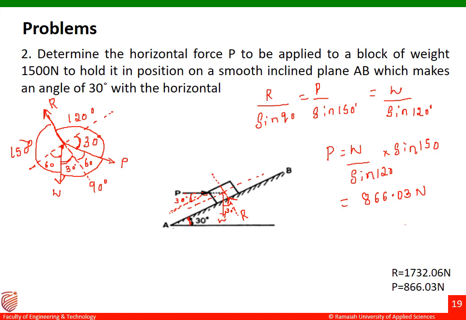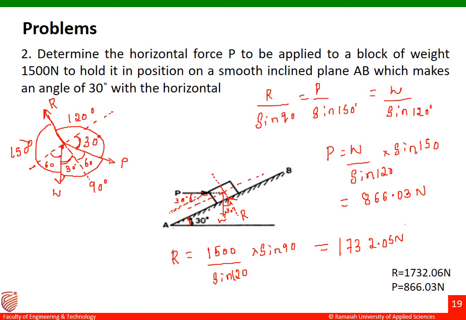One more thing we have to find out here is the reaction. So how to find out the reaction? With the help of the given set of equations here. I'll just write the equation for R. R is equal to W, that is 1500 divided by sine 120 degrees into sine 90 degrees. Sine 90 degrees is equal to 1, and then 1500 divided by sine 120 degrees. You are going to get the answer for R as 1732.05, which is matching with the given answer on the slide.